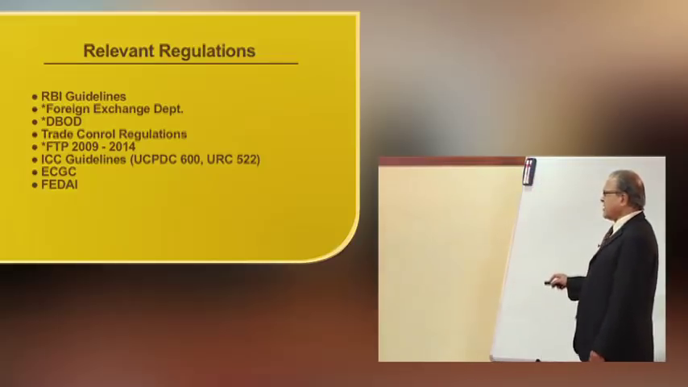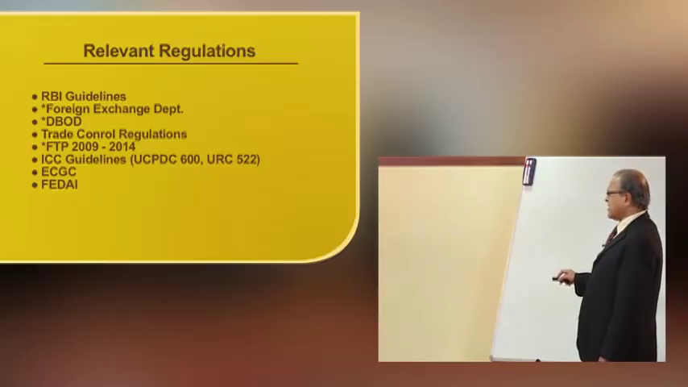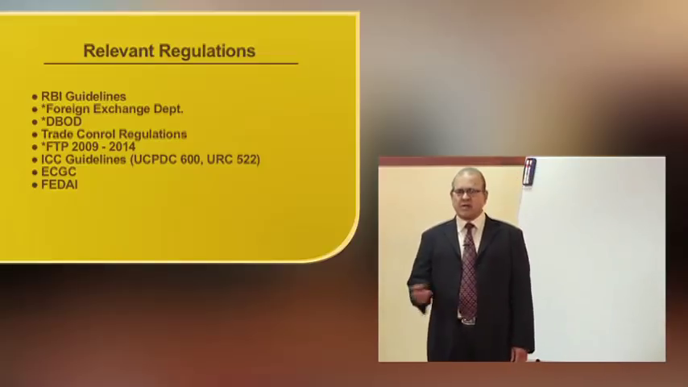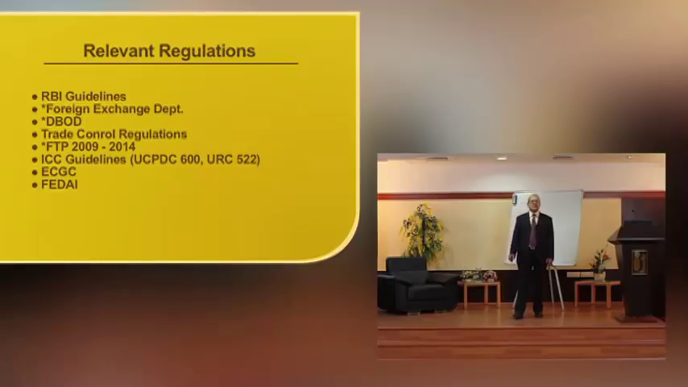Then we discussed already this particular aspect. ICC, that is International Chamber of Commerce guidelines, namely UCPDC 600, we have already discussed at length. Then URC, what is URC? Uniform Rules for Collection. Then Export Credit Guarantee Corporation. We will discuss in detail about this subsequently. And last but not the least is FEDI. FEDI we have already talked about in great detail. So these are all some of the regulations which control and monitor the trade movement and exchange movement in the country. Let's move to the next slide.